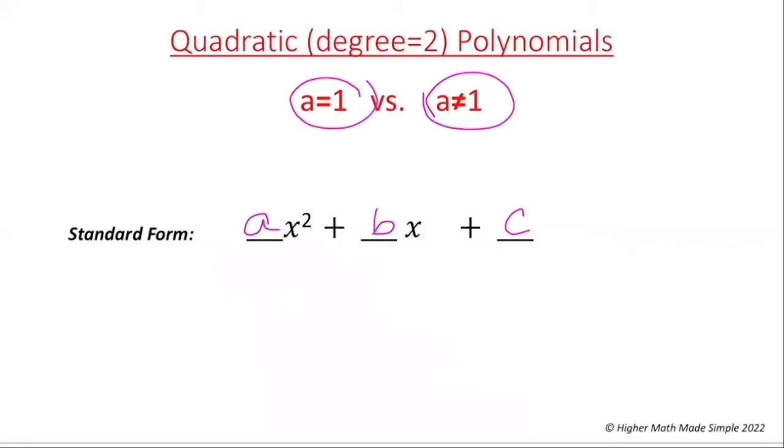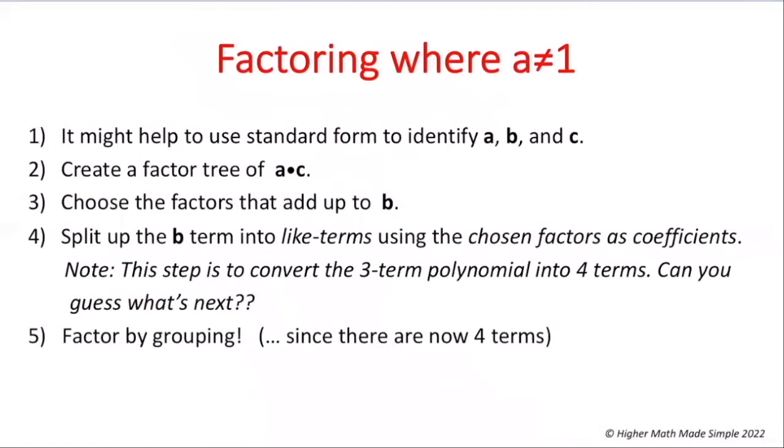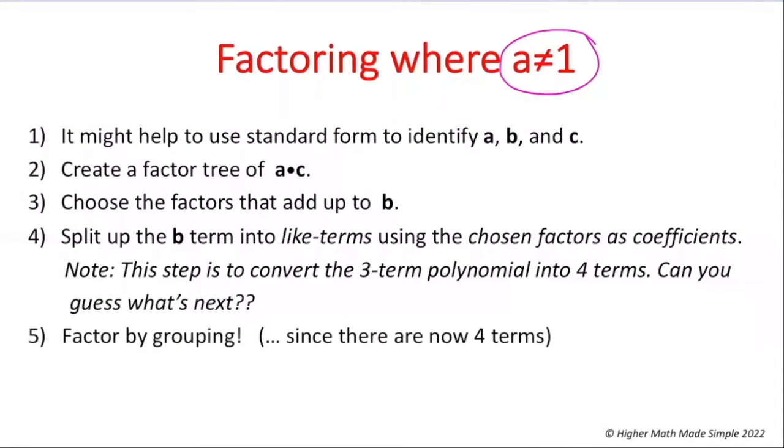If a polynomial is not in standard form, would it be helpful to rearrange it so that it is? A lot of people like to do that just so they can identify what a, b, and c are, but that's not mandatory. So first we'll do the case where a is not equal to 1. I like to do this first because when we do the other method where a equals 1, the steps are similar, except we love the a equals 1 method because there's a shortcut. The a not equal to 1 case involves factoring by grouping.